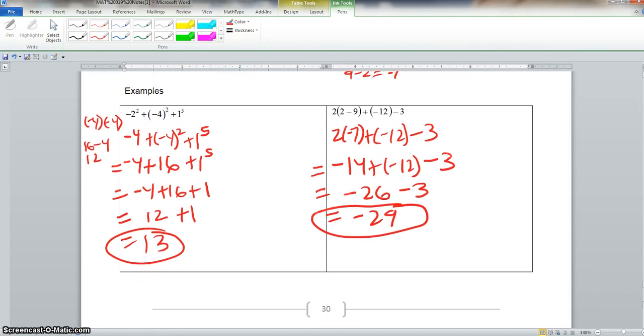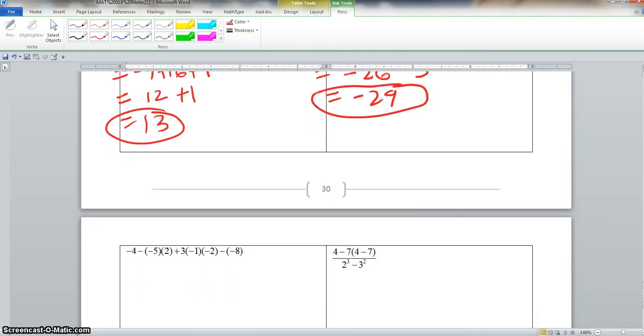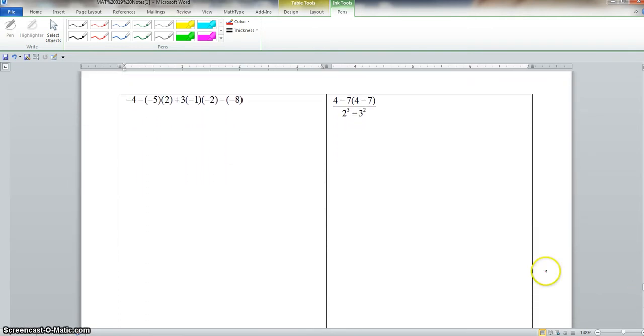Now, we go to the next page. Now we have an even longer problem here. But first we look for our parentheses. We notice we cannot do anything inside of any of these parentheses. Next we look for exponents. We don't see any exponents.